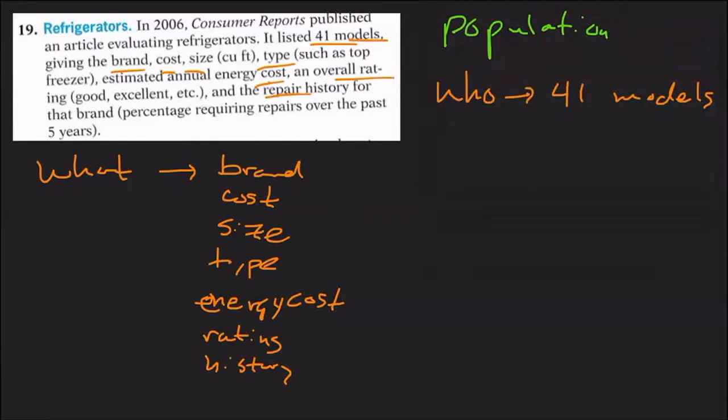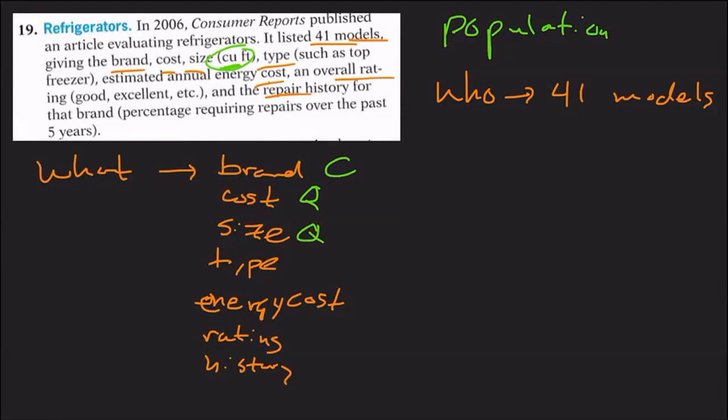So brand, that's going to be categorical. It's not going to be numbers with units. It's going to be like, what are some refrigerator brands? Maybe General Electric, Maytag, I think that's a brand, and so on. Anyways, it's going to be words, not numbers with units. Cost, that's going to be like $500, $600. That's a number with units. Dollars are units. Quantitative. Size in cubic feet. So that's telling us that it is going to have units. It's going to be numbers, so that's quantitative.